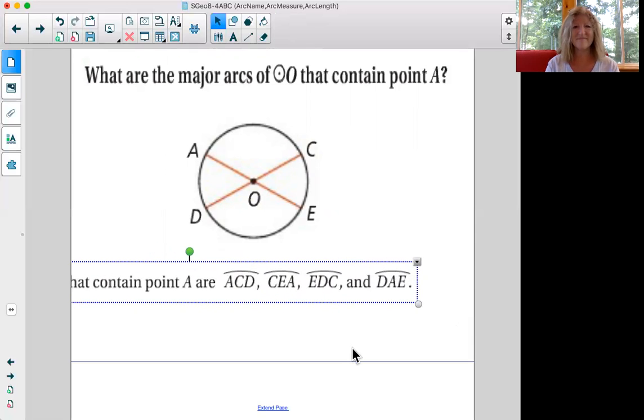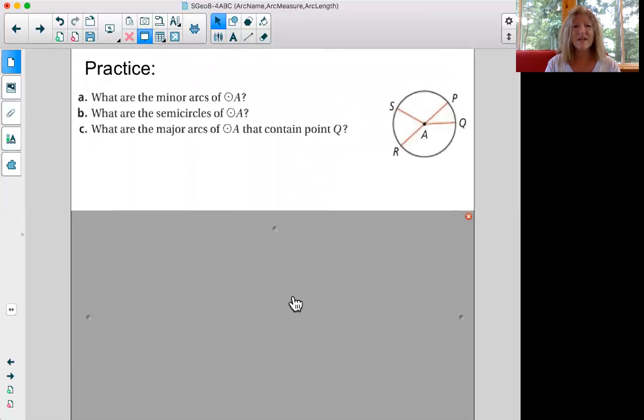So now practice. Pause the video, and on your own paper, name the minor arcs of circle A, name the semicircles of circle A, and then name the major arcs of circle A that contain, this time, point Q. So pause, answer those questions, and then press play for the solution.